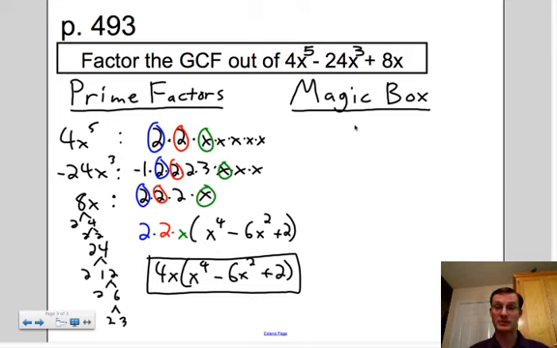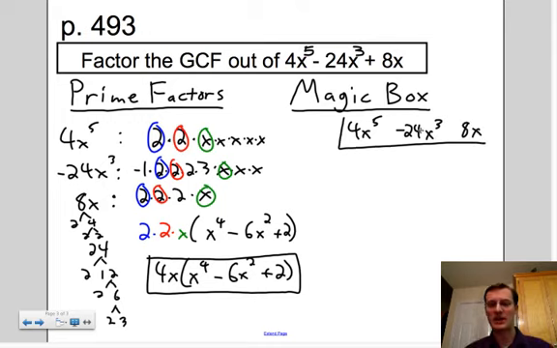Whatever's left over, you're going to put inside the parentheses, and that will factor it out. Now using the magic box method, 4x to the 5th, negative 24x cubed, 8x. What's in common? Well, I don't have to necessarily pull out a 2. I see that all of these are divisible by 4. So I'm going to start off with 4. 4 divided by 4 is 1. X to the 5th. Negative 24 divided by positive 4 is negative 6. X to the 3rd. 8 divided by 4 is 2x.